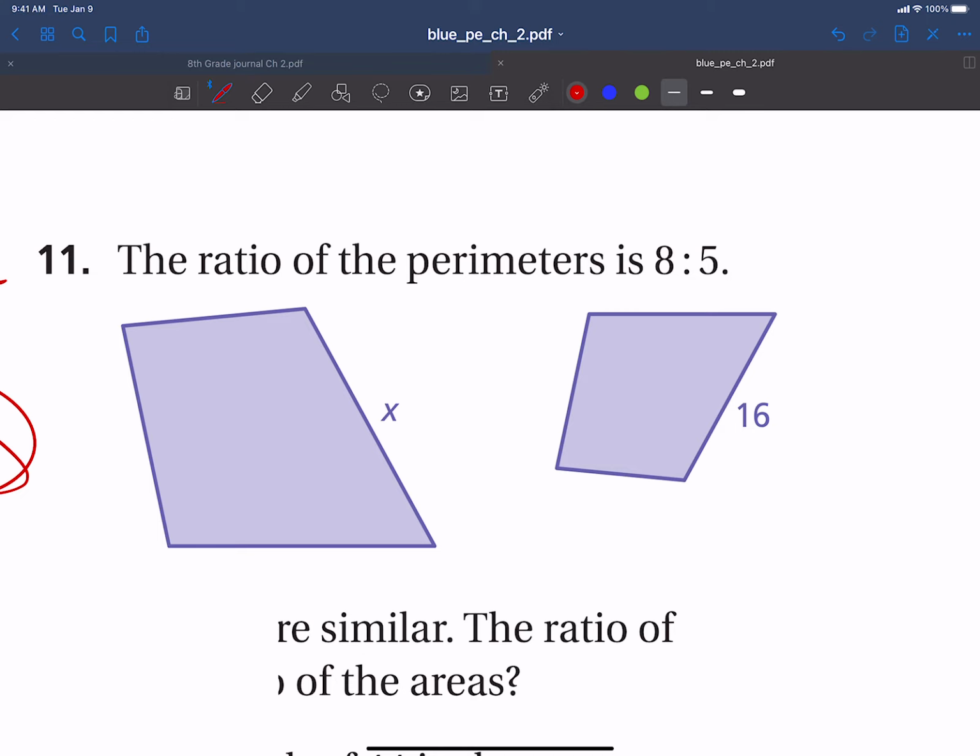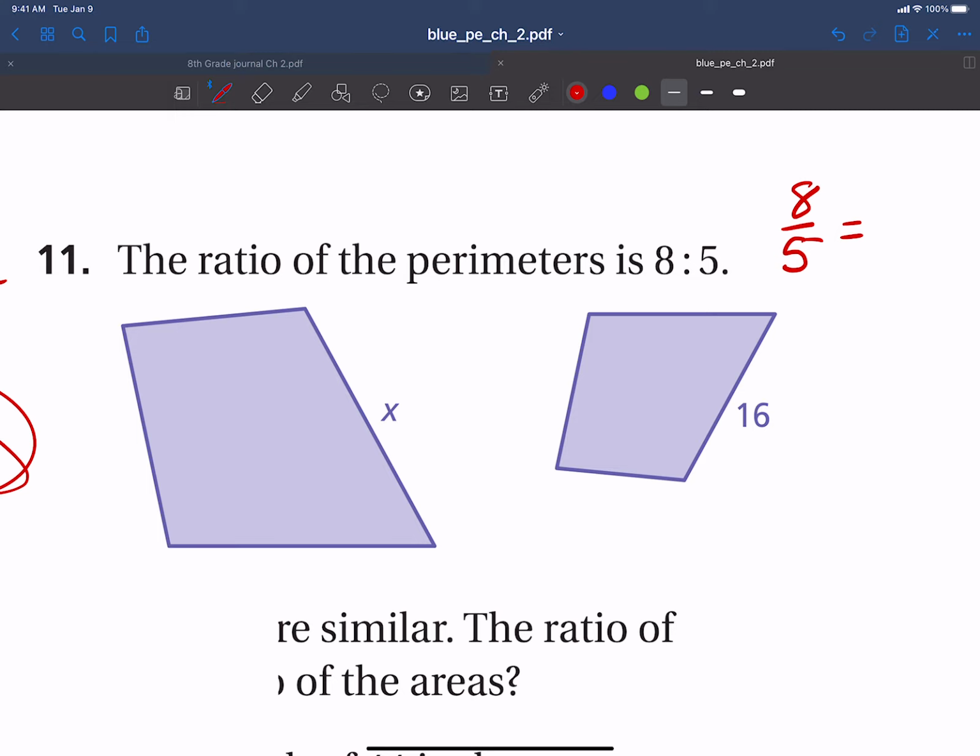You guys don't have to draw this one or write this one in your notes if you don't want to. If you just want to stay with me and answer out loud, you can, okay? The ratio of the perimeter is 8 to 5. Who do you think 8 represents? Big shape. So it'd be big to little. So how do I set up another proportion to go find x?